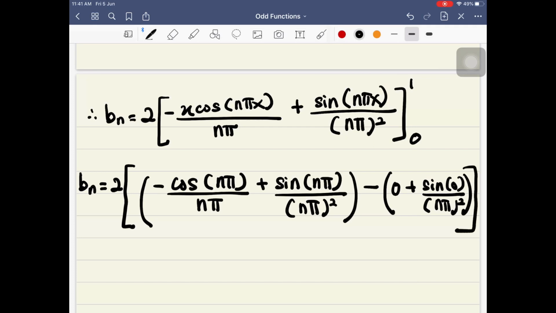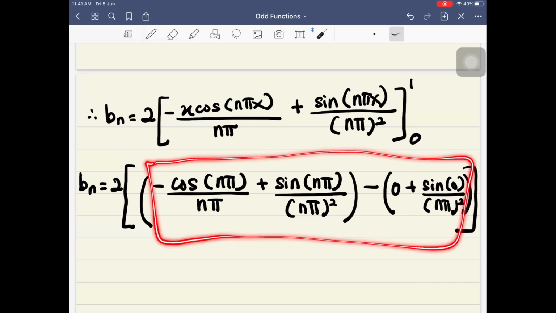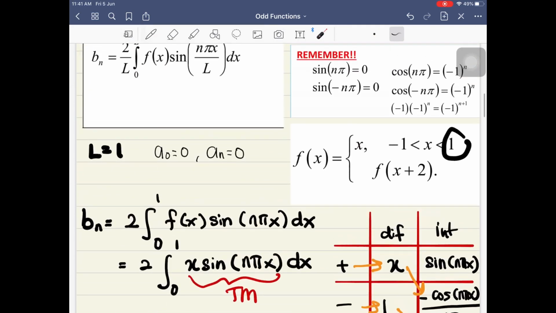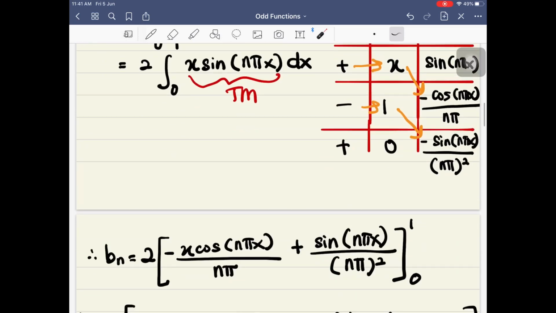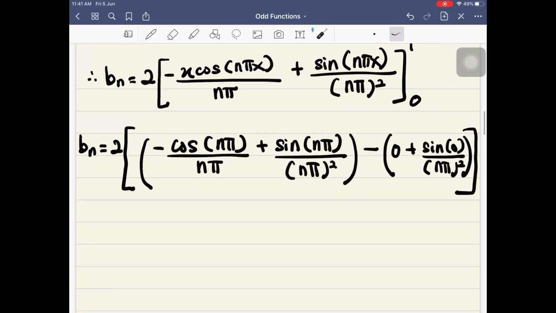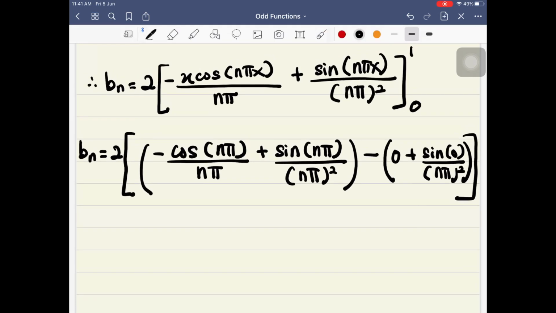Okay, so now we are going to simplify what you have here by using this one. So this one you can simplify, so you will have negative 1 to the power of n. Sine n pi is equal to 0, sine 0 is equal to 0.